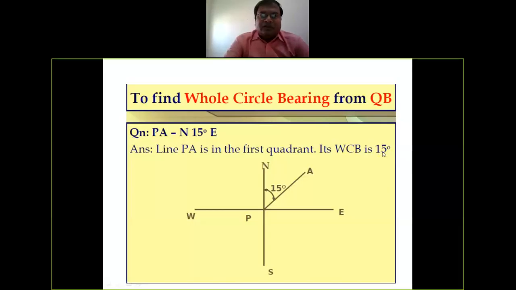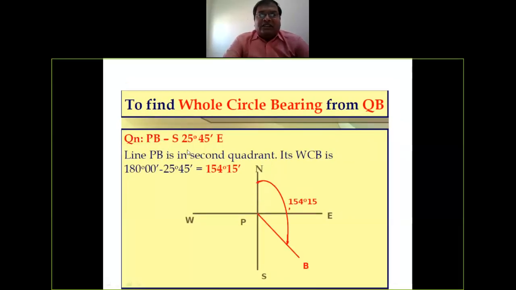Okay, second example: south 25 degree 45 minute east, PB line. Your PB line is this. South 25 degree 45 minute east means your angle is from here to here. You can see my arrow, and the total from north to south is 180. So you have to deduct this value, 25 degree 45 minute, from 180. You will easily get your answer, 154 degree 15 minute. You can see here I have also written 180 minus 25 degree 45 minute. It's a very simple one.